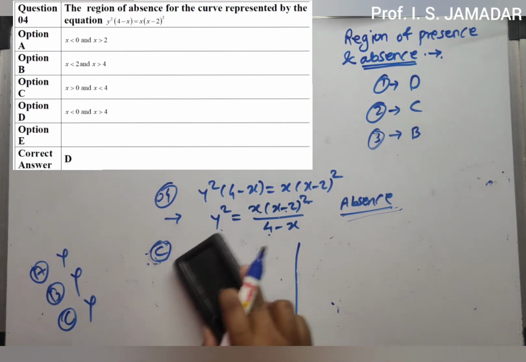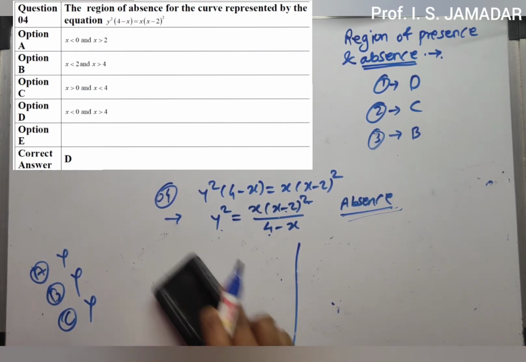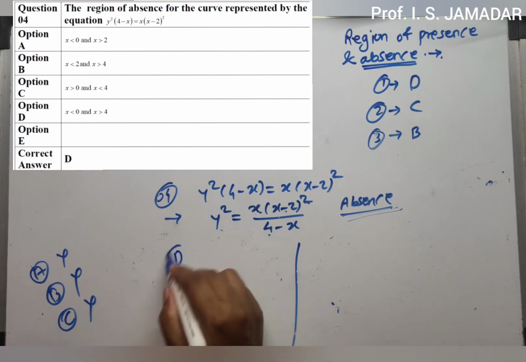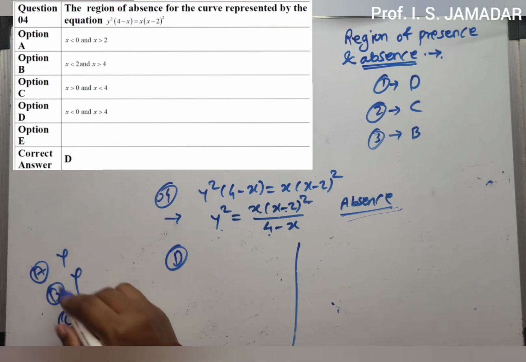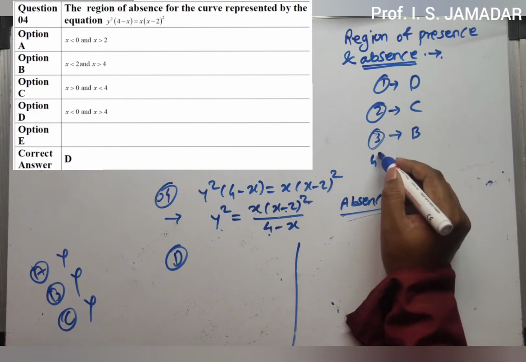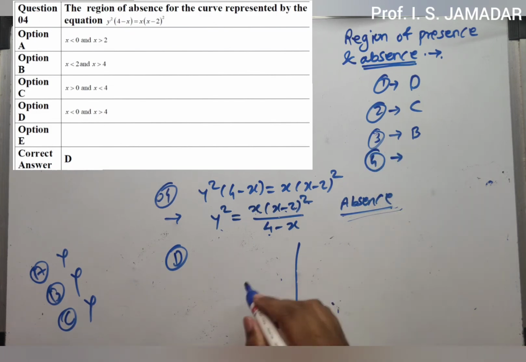Now consider the last option. In the exam, you can directly tick option D because the first three options are wrong. So you can directly tick option D. No need to check. So the question number 4 answer is option D.